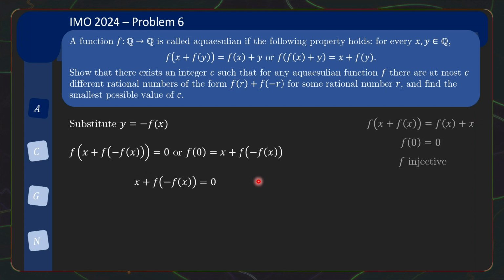You might say, oh no, I have to consider the second equation as well. What if the second equation is true? Well, thankfully, f(0) equals 0. So you get x + f(-f(x)) = 0. And that is exactly the same equation. So both equations lead to the same equation, which should set off alarm bells in your head to tell you that, wow, this is going along the right track.